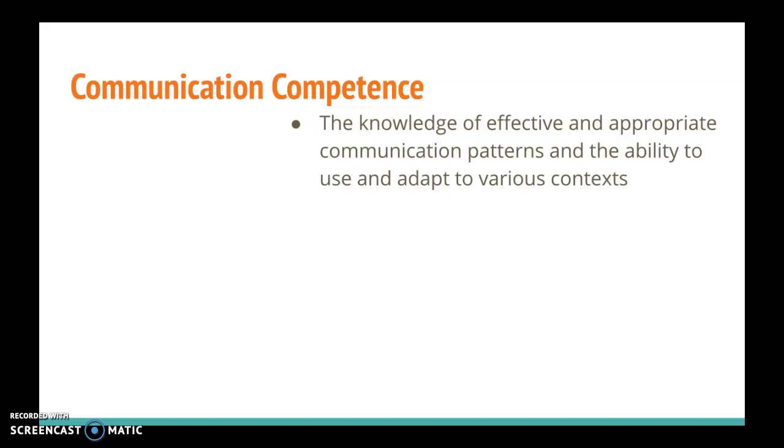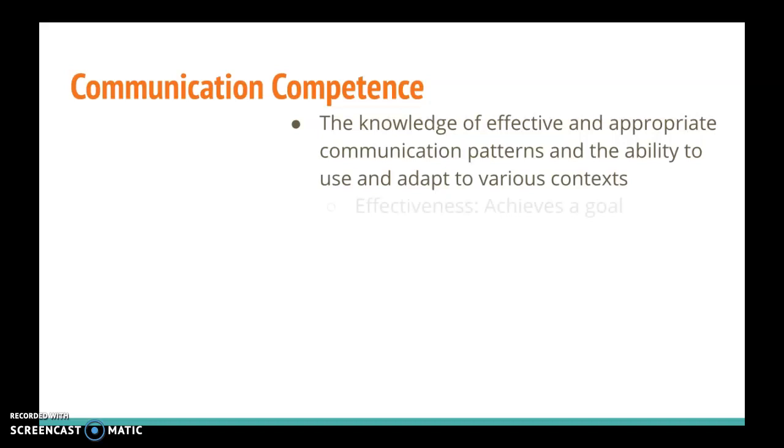When we're talking about knowledge, we're talking about whether or not we know how to do something, or whether we understand why things are done in a certain way. When we look at our ability to use this knowledge, we are looking at individual factors like physiological factors and psychological factors that impact whether or not we are able to use that knowledge. And when we talk about adapting to various contexts, we're talking about those individual social and cultural variables that impact our communication. But in addition to these elements, we have these two words, effective and appropriate.